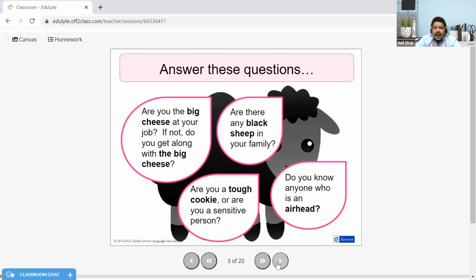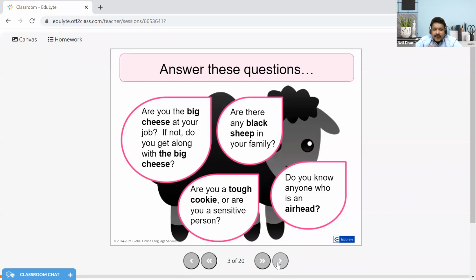Moving on, are there any black sheep in your family? Once again, we're not trying to derogate someone, we're just trying to understand and enhance our communication. So you can talk a couple of minutes on whether there is anyone in your family whose ideology differs from yours. So are you the black sheep? Are there any black sheep in your family?